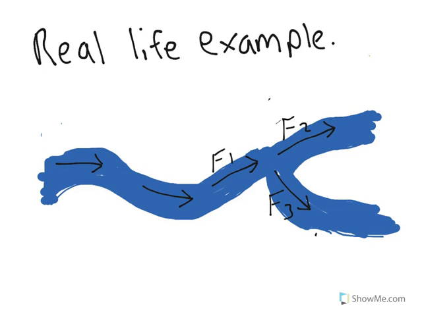This can be described by a river with a fork in it. We know from real-life experiences that the amount of water flowing into the fork is the same as the amount of water flowing out. This is shown in the diagram as F1 is the flow into the fork and F2 and F3 is the flow out.